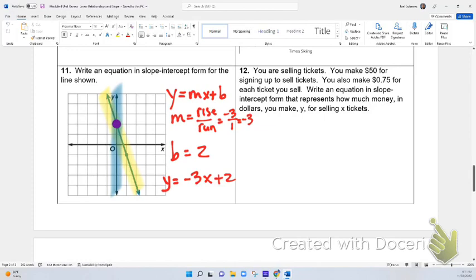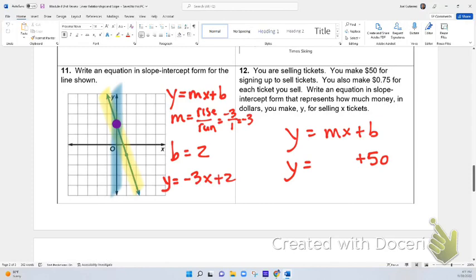For number 12, it says, you are selling tickets. You make $50 for signing up to sell tickets. So right off the bat, you make $50. You also make $75 each time you sell each ticket. So write an equation. So once again, remember to write the equation we need y equals mx plus b. Your b will always be your starting point. So right off the bat, the question is, well, how much do they give you regardless? So they are going to give you $50 for just signing up to sell tickets.